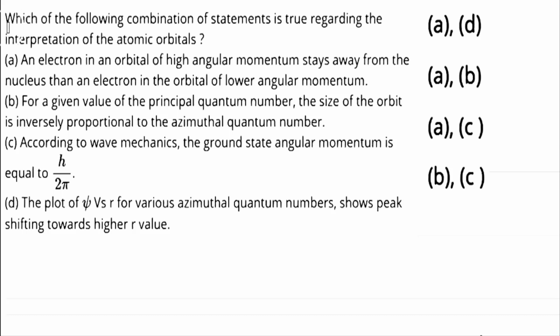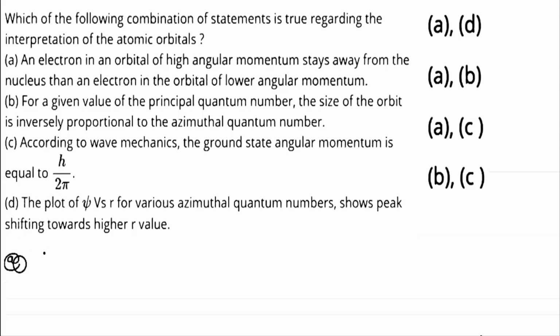The question says: which of the following combinations of statements is true regarding the interpretation of the atomic orbitals? So the statements are as follows. An electron in an orbital of high angular momentum stays away from the nucleus than an electron in the orbital of lower angular momentum. Now, one by one, we will be analyzing each of the statements.